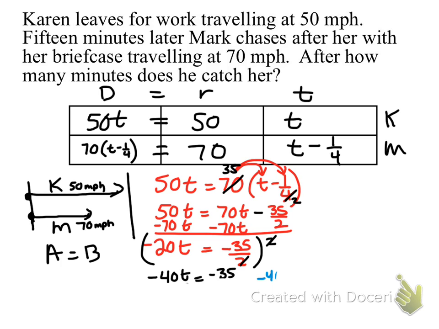I got negative 40t equals 35. Why did I know I messed up here? This time 50 negative. I'm noticing I'm left with only one negative, and my common sense told me time cannot be negative. That's when I knew to go back and redo it. I knew I did something wrong.